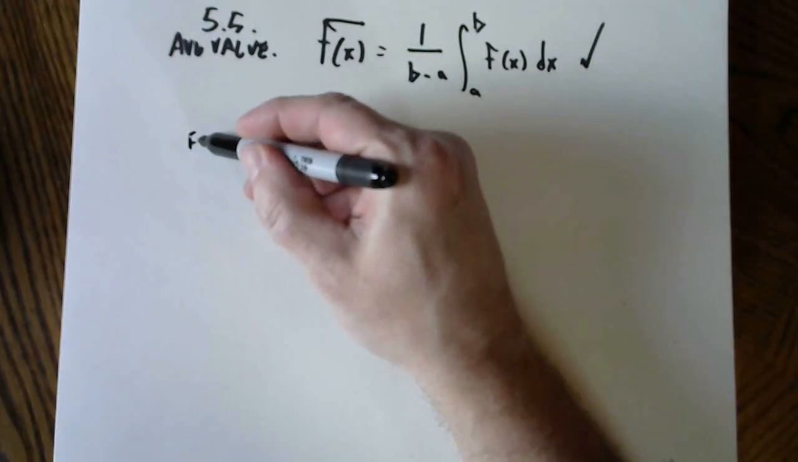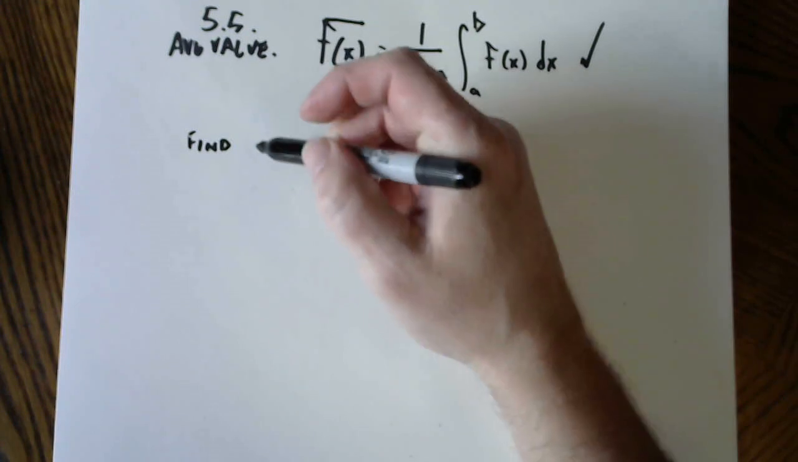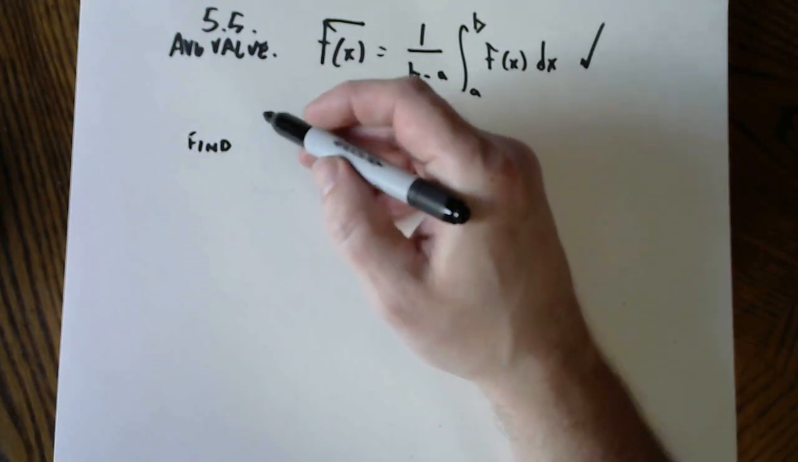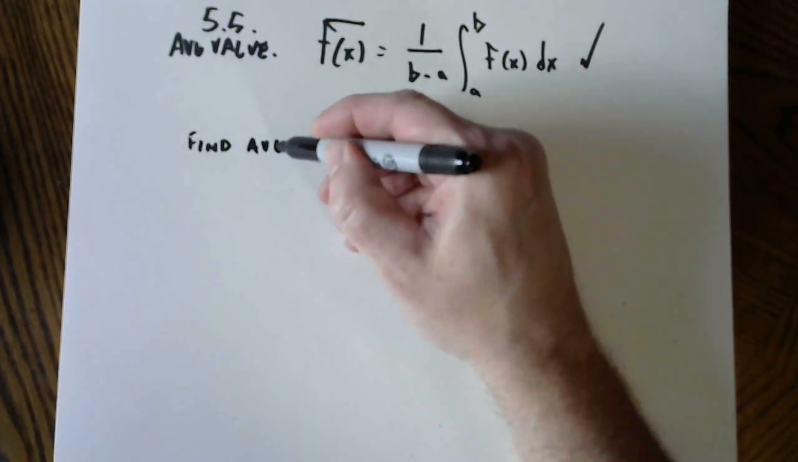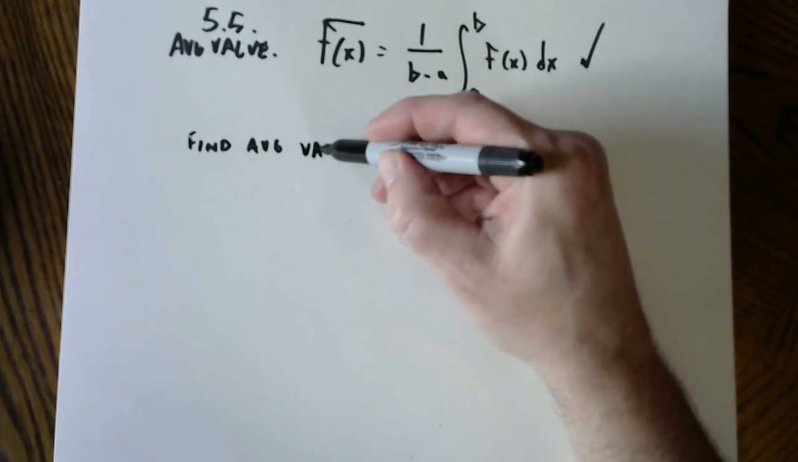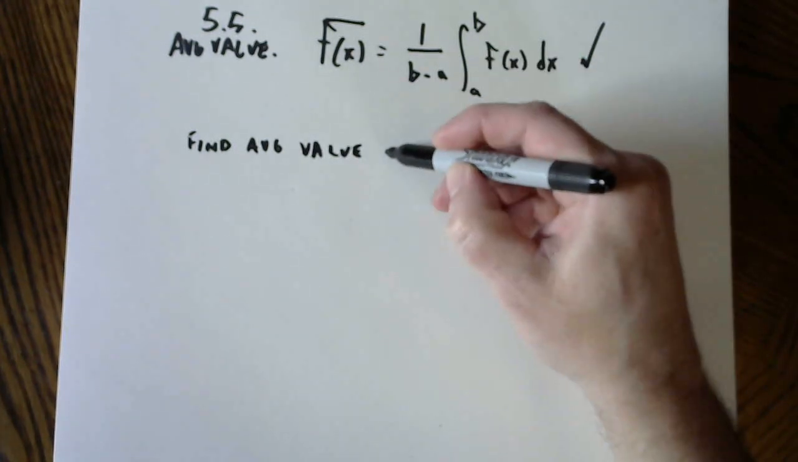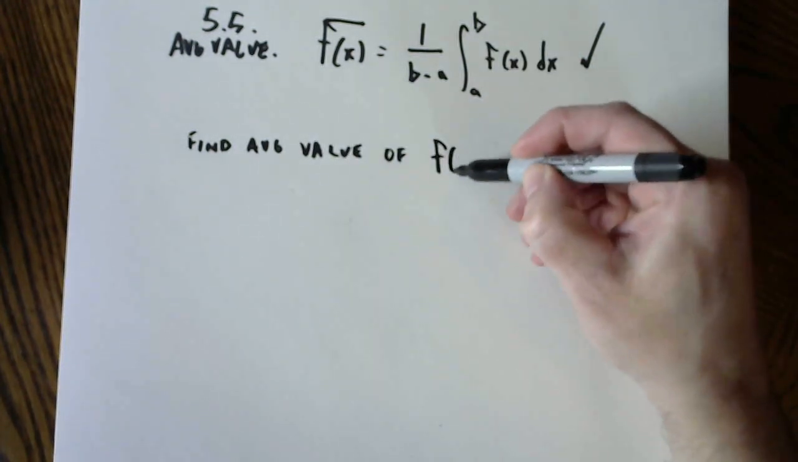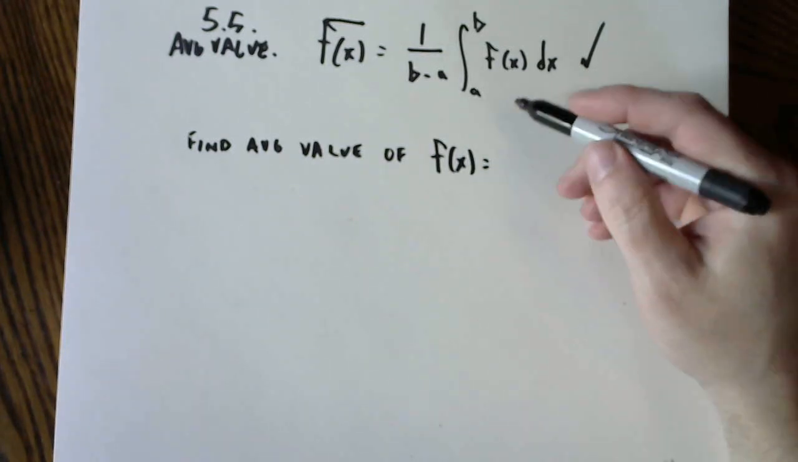here's one example, and I'm going to write this out as you would read it on an exam or out of the homework. Find the average value of this function, x squared plus 1.